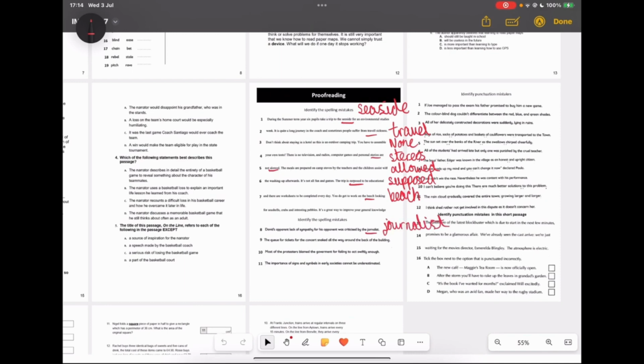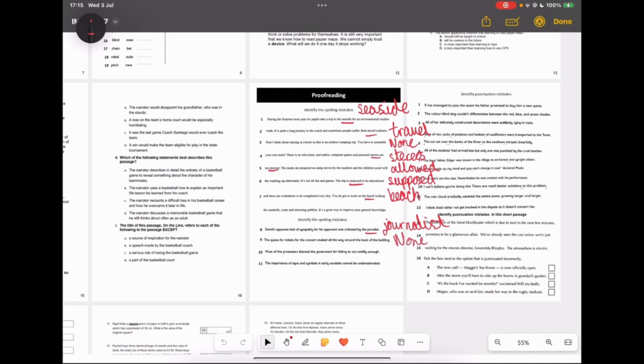9. The queue for tickets for the concert snaked all the way around the back of the building. This one has building. This one has no spelling mistakes.